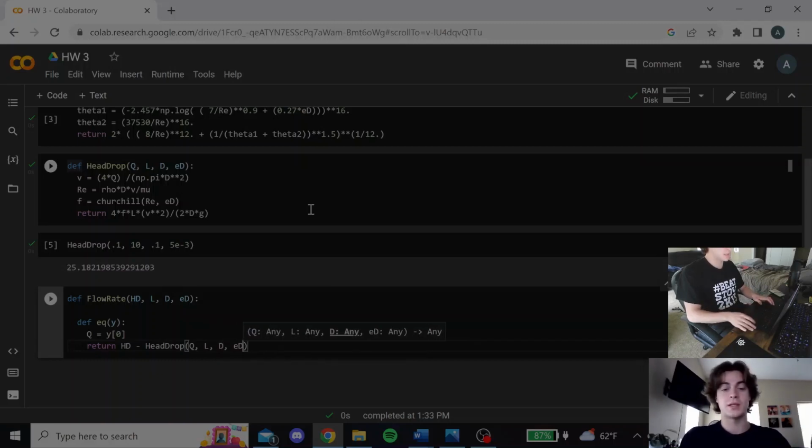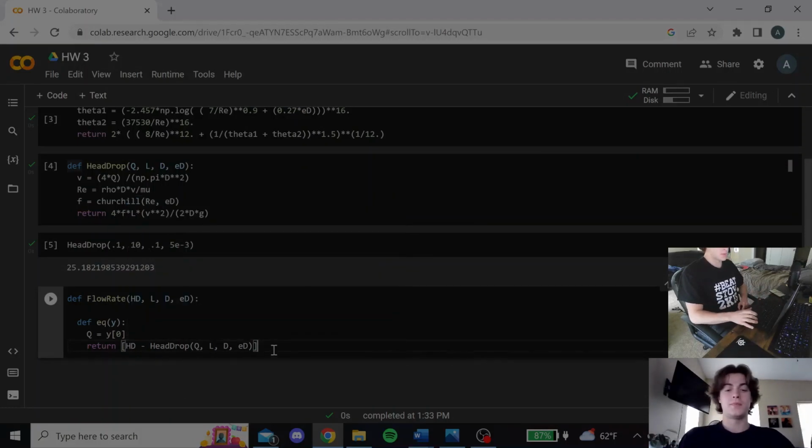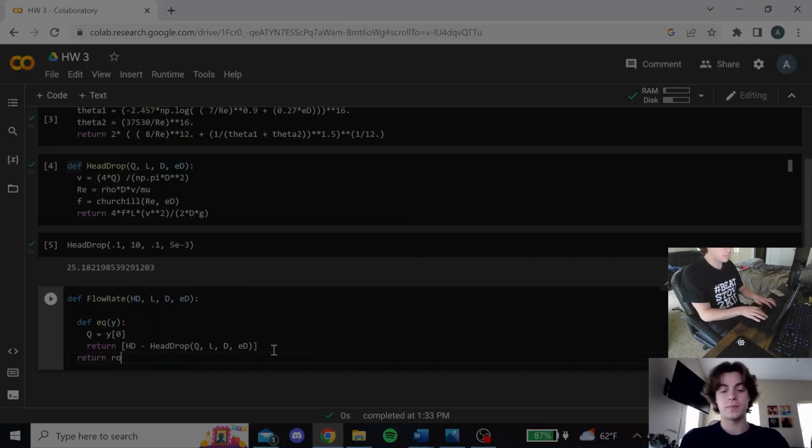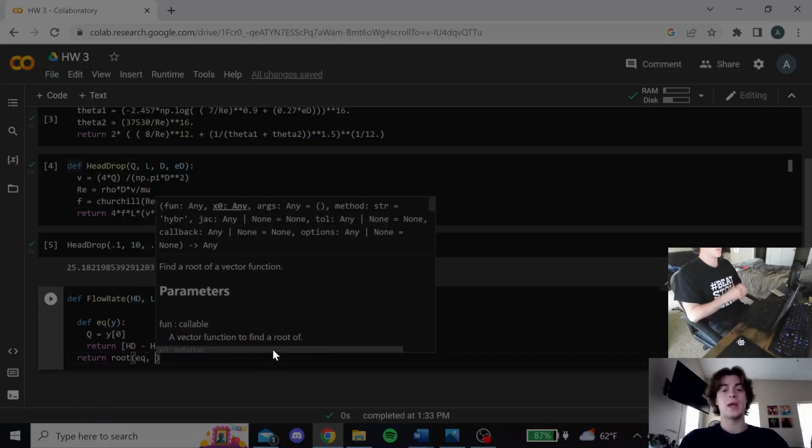So I'll just pass it the same parameters, and then since we're using root solver, I need to make sure we return it as an array. So now we can just go ahead and implement the root solver and pass our equation to it, and then we also need to pass a guess for Q.